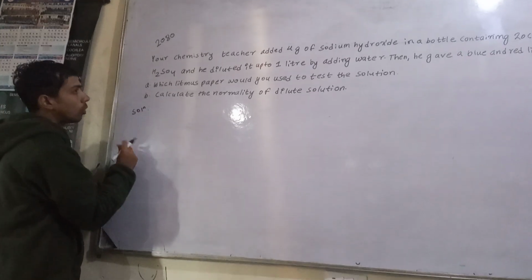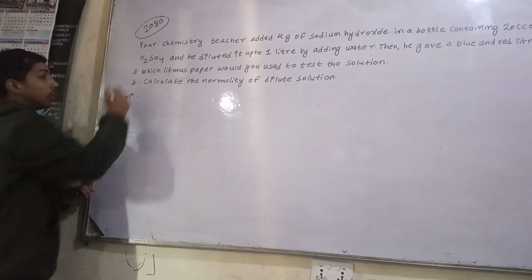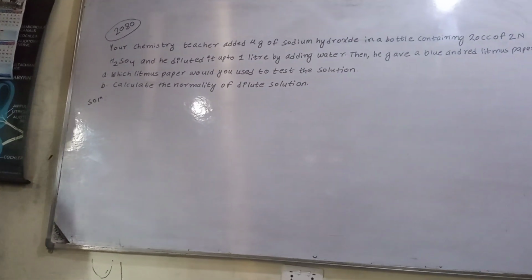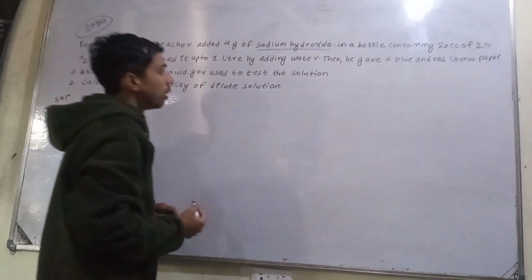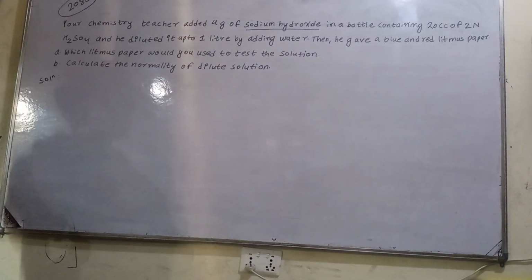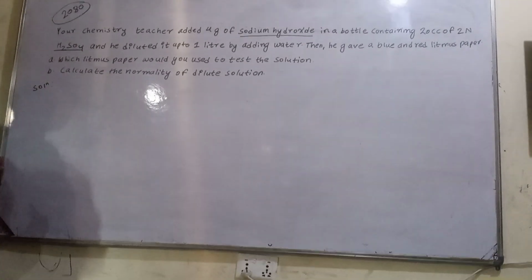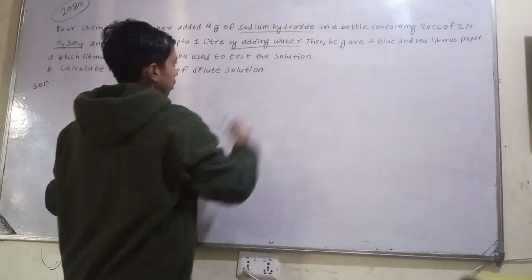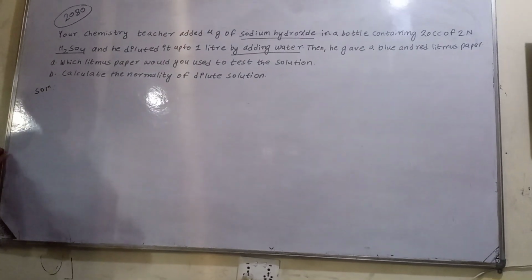We also need to know one equation for NaOH, which was asked in the year 2018. Your chemistry teacher added 4 grams of sodium hydroxide, which is a base, to a bottle containing 20 cc of 2 normal H2SO4, which is an acid, and diluted it up to 1 liter by adding water. Then you are given a blue and a red litmus paper.